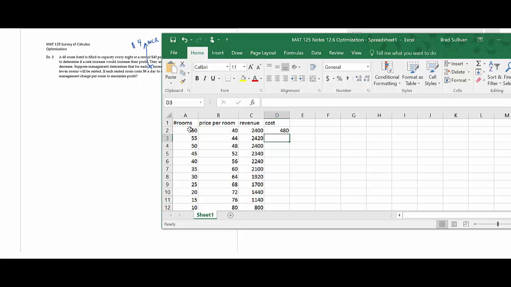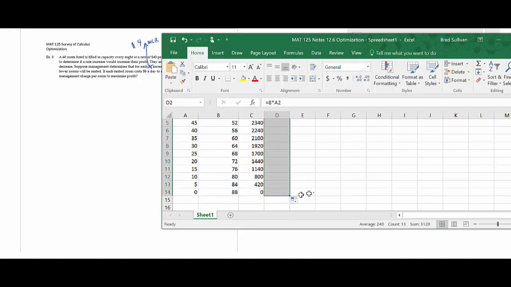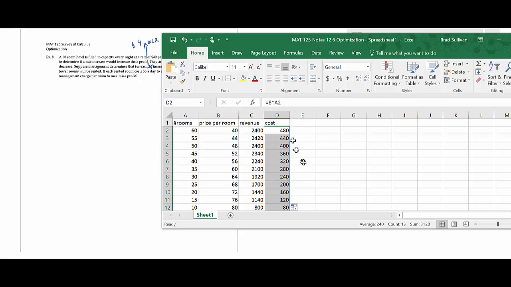So that's going to cost $480 to service those rooms, but you're bringing in $2,400. So what I'm going to do is slide that down a little bit here. And what's happening to the cost is it's going down because you're renting fewer rooms. Now we're going to look at the profit. How do you find profit? Revenue minus cost. So I'm going to go equals this minus this. Okay, so you're going to get a profit of $1,920 there.